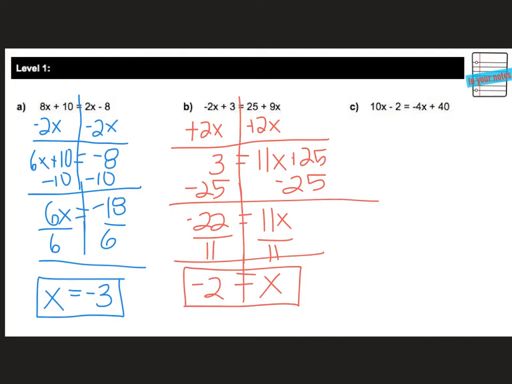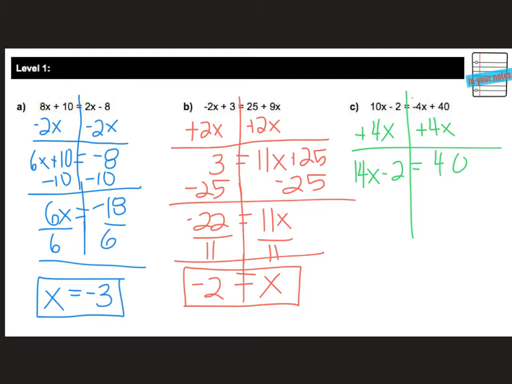Let's do one more level 1 problem here. All right, so to start, my smaller variable here is the negative 4x. So I'm going to go ahead and add 4x. We'll do the opposite to get rid of that. So now on the left-hand side, we have 14x minus 2. The 4x's on the right go away, leaving me with 40.